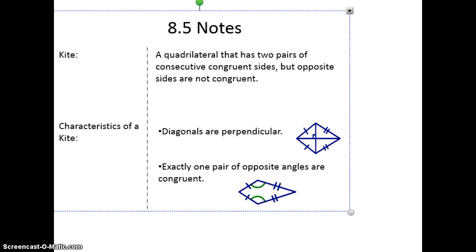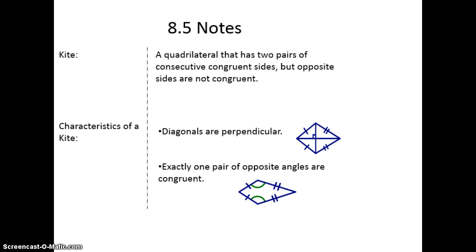Next we'll look at kites and some of their properties. So a kite is a quadrilateral that has two pairs of consecutive congruent sides, but opposite sides are not congruent. And so there's a couple examples down here. And the diagonals are perpendicular.